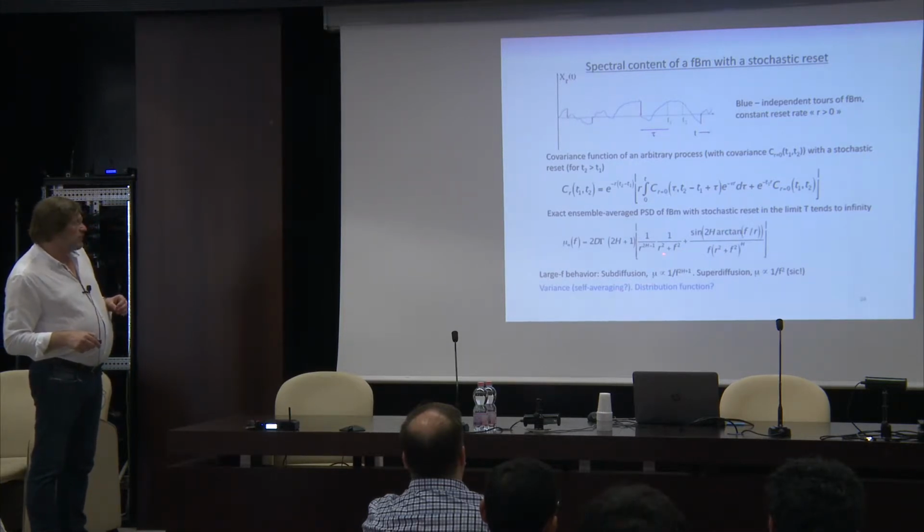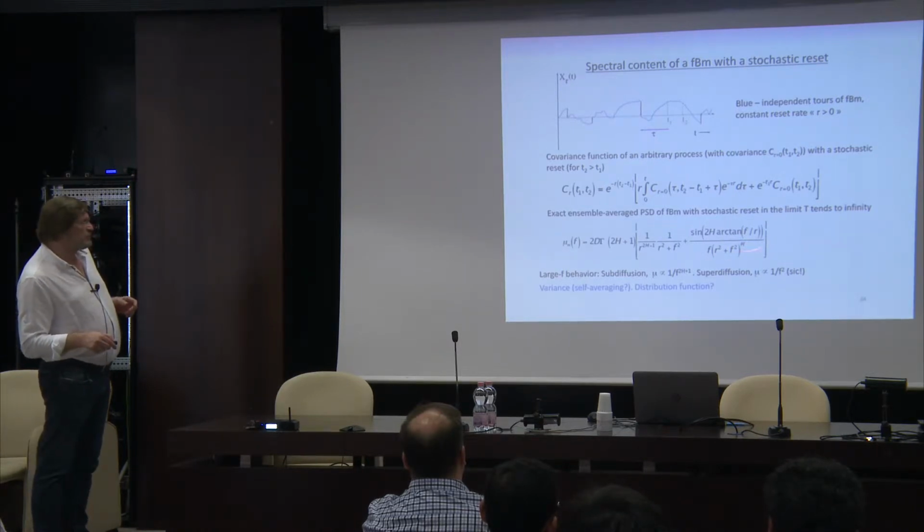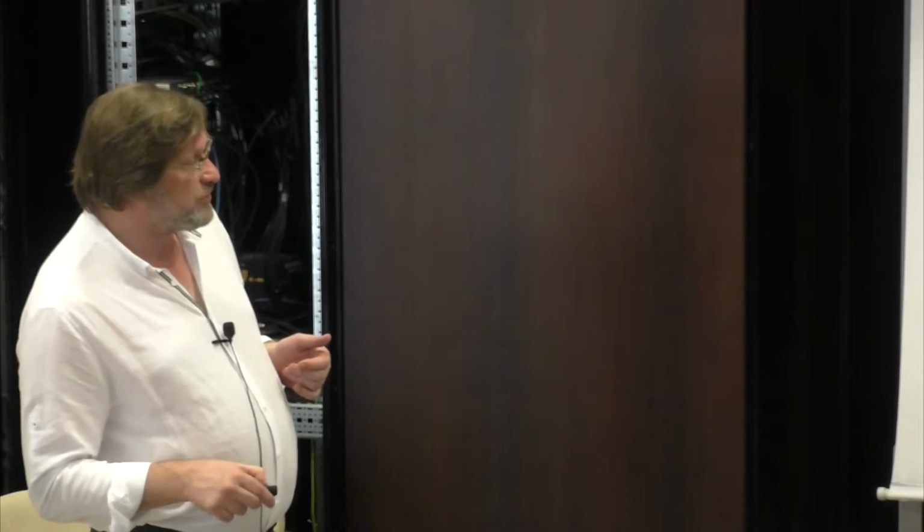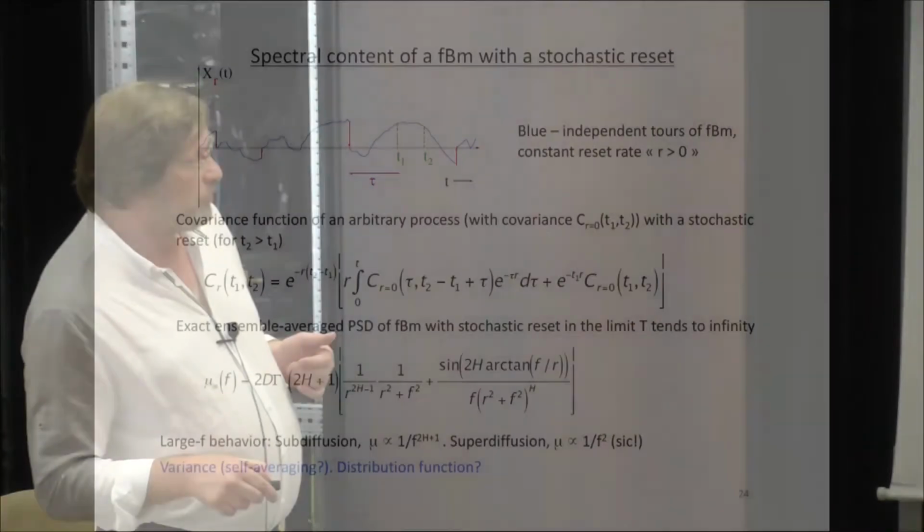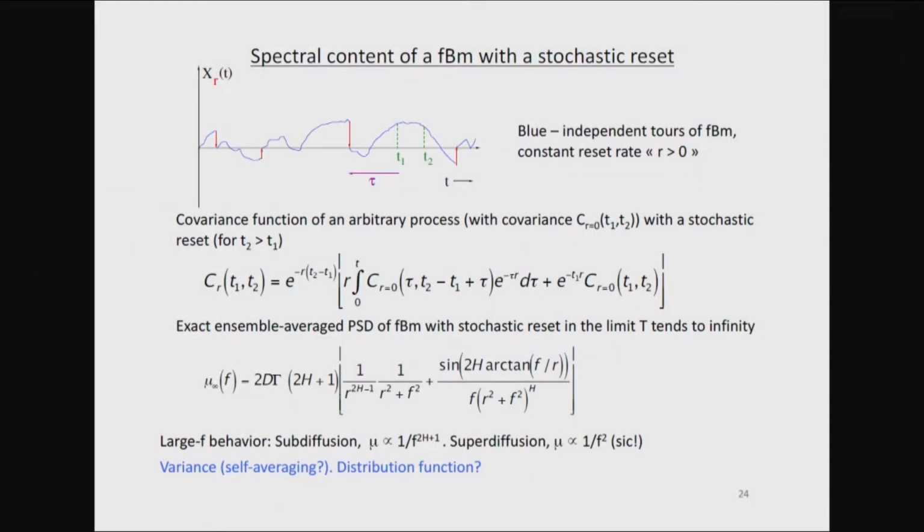For instance, if you have subdiffusion, then you see that this term dominates in the large f limit, and you get 1 over f to the power 2h plus 1, precisely what we had for fractional motion without the reset. For the superdiffusion case, this is no longer the dominant term, but in the large frequency limit we have this deceptive 1 over f squared, which we also observed for fractional Brownian motion without reset.